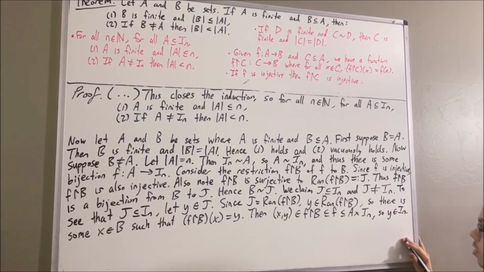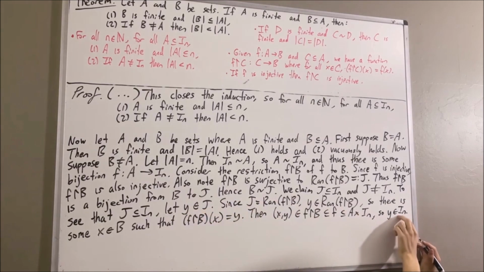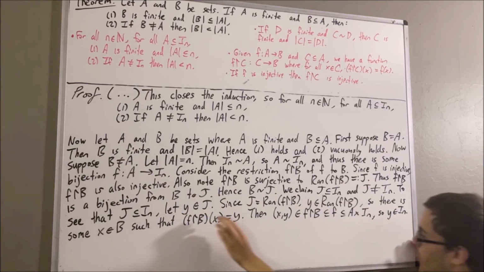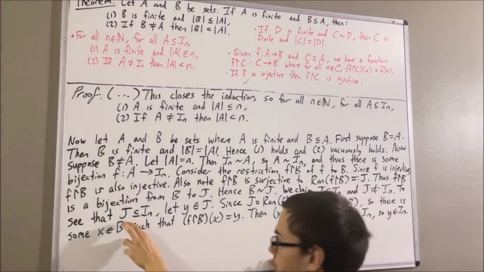So, putting this together, we started with an arbitrary element y in J, and deduced that y must then be an element of In. Since y was arbitrary, this means everything in J is also in In. So we have proven that J is a subset of In.